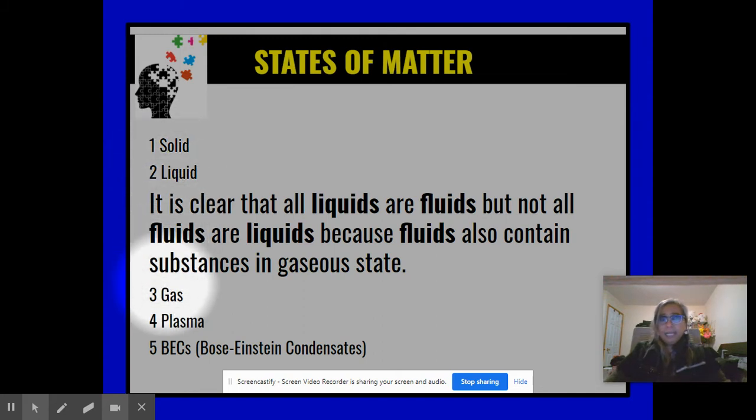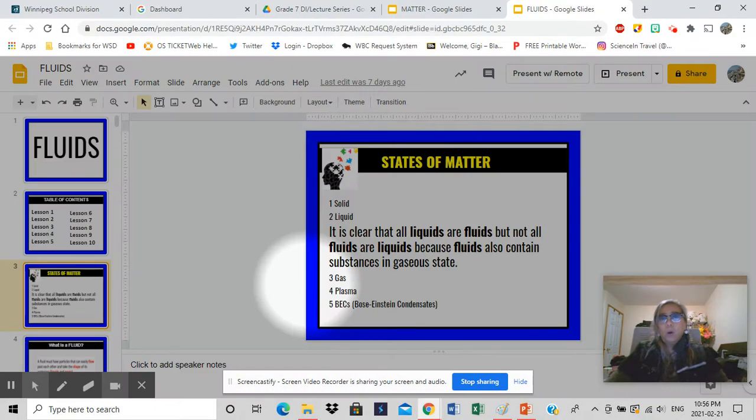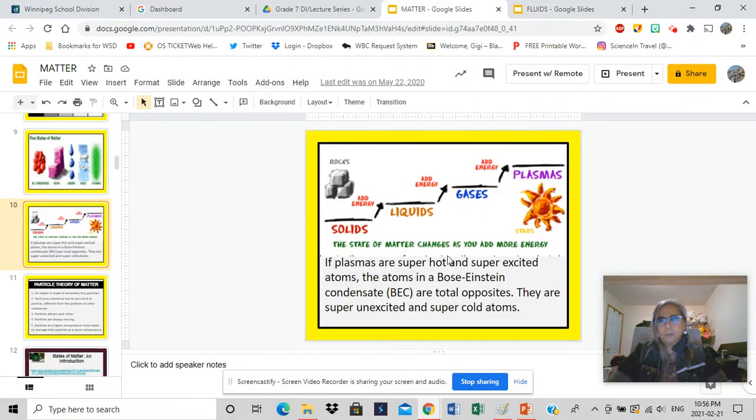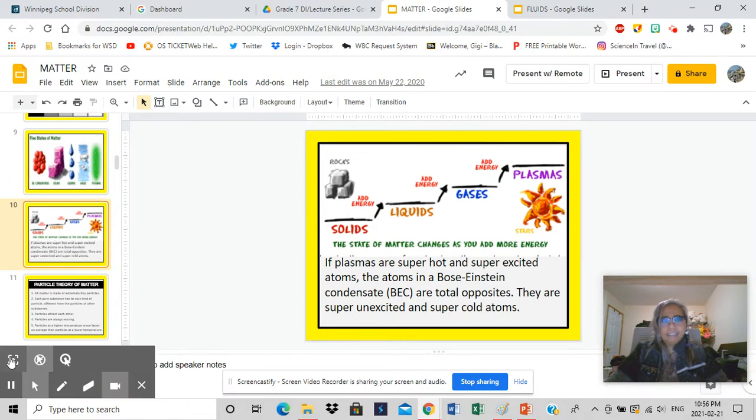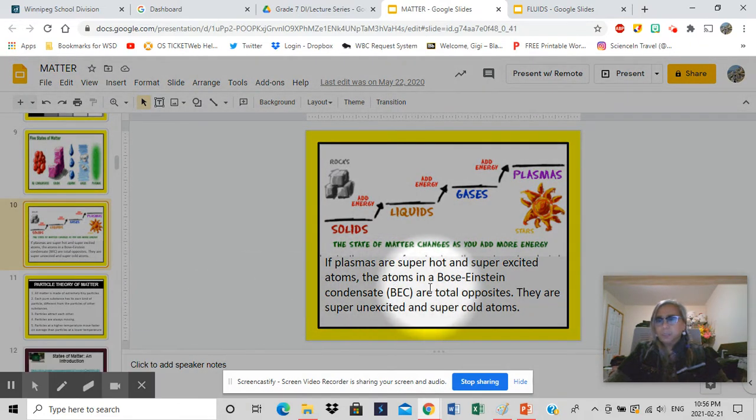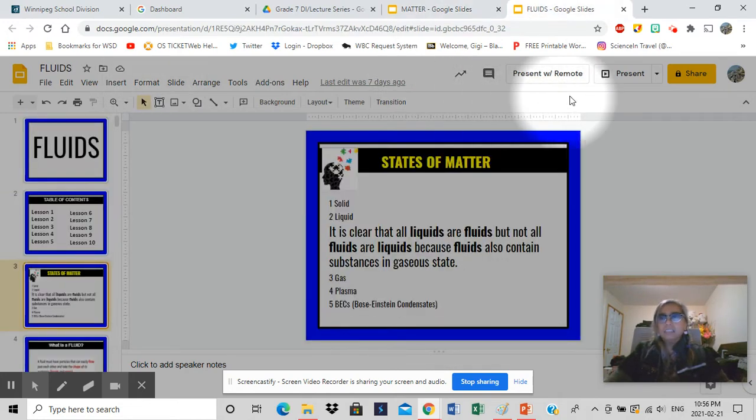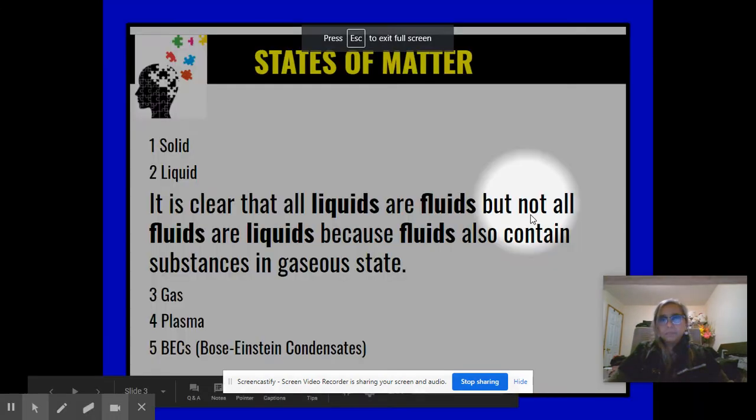But when you were in grade 7, you also took up the idea of plasma and the BECs, or the Bose-Einstein condensates. So I hope you can still remember them. So last time we said if plasmas are super hot and super excited atoms, the atoms in a Bose-Einstein condensate are total opposites. They are super unexcited and super cold atoms. Okay? But our concentration now would be on the fluids.